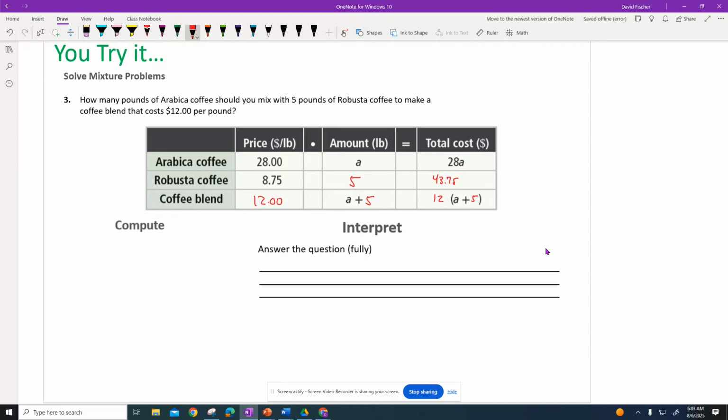Okay, so now let's go over and write our equation over here. We got 28A plus the 43.75 has to equal this amount, okay? This cost plus this cost has to equal this.